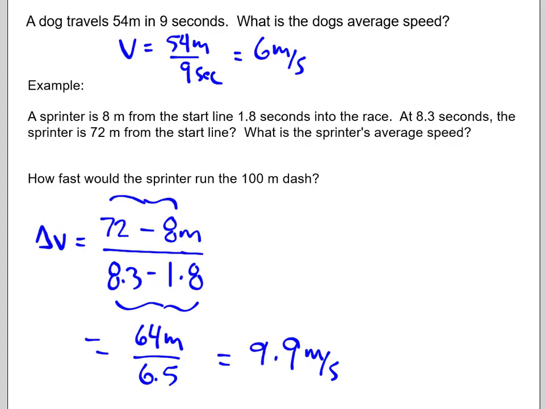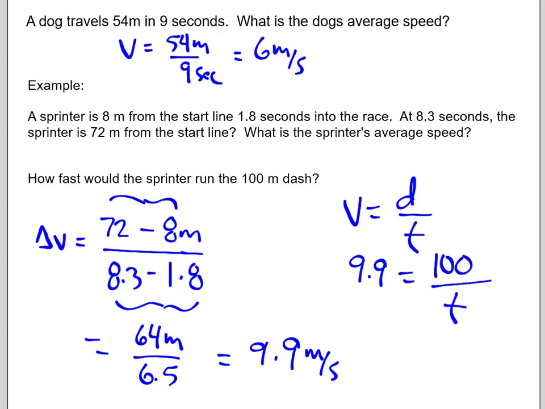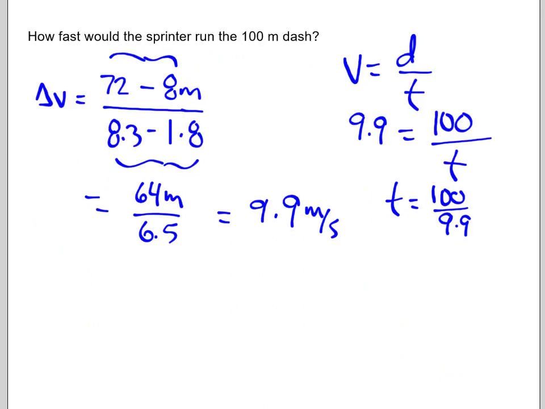How fast would the sprinter run the 100-meter dash? Now this is that same sort of relationship, only in reverse. We know that their velocity is 9.9. We know they're traveling at a distance of 100 meters, and we want to solve for t. So if we rearrange and divide, we can do 100 divided by 9.9. That's about 10.1 seconds, which is incredibly fast. Approximately. So that's world record kind of area. If you're that quick, you better sign up for sprinting.